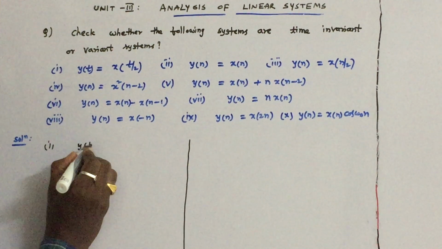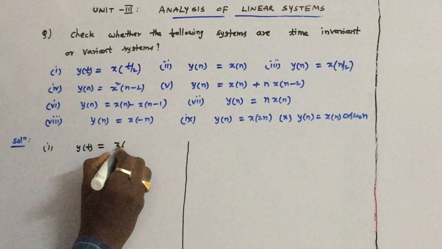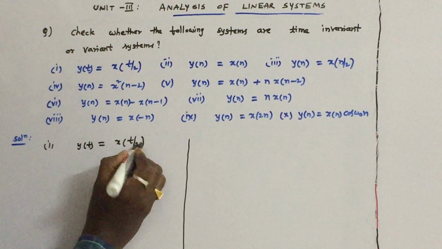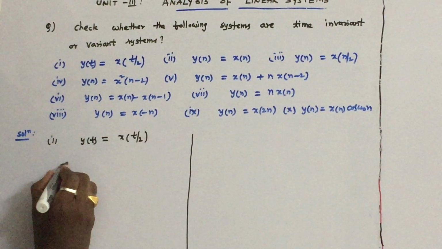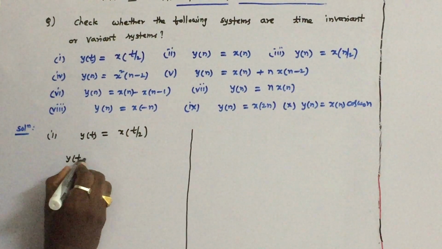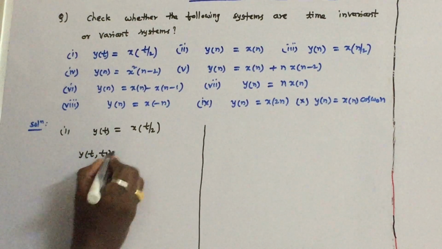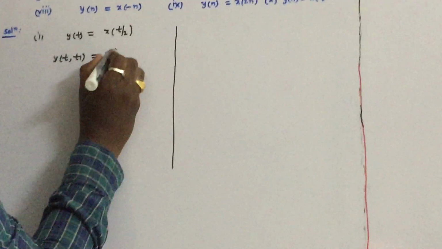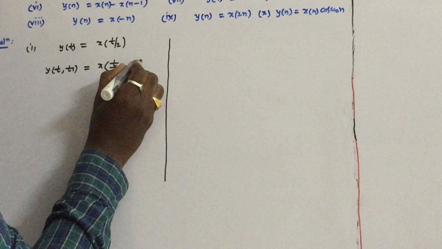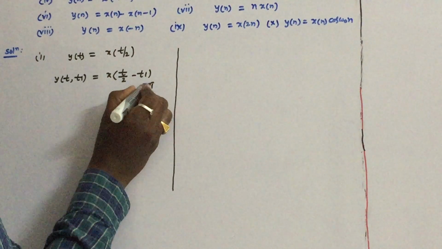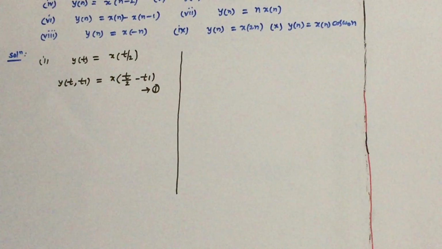So y of t is equal to x of t by 2. What we have to do is first shift the input x of t by 2. So we write it as y of t comma t1, that is, shift x of t by 2 by t1. That will shift the input. Let us call this equation 1.